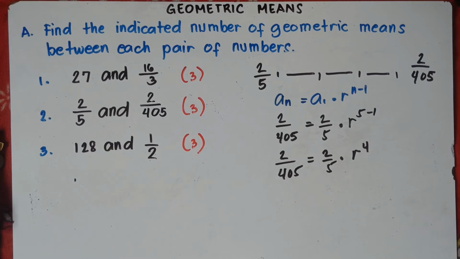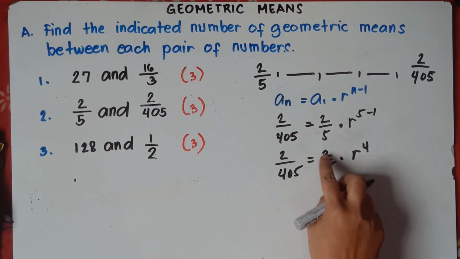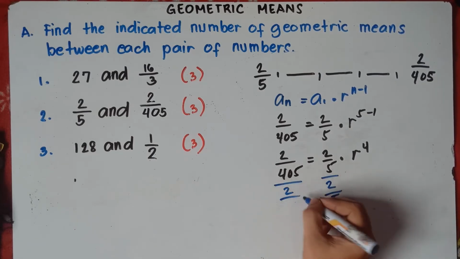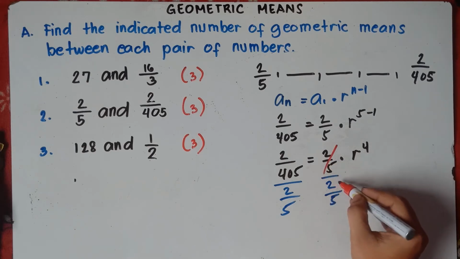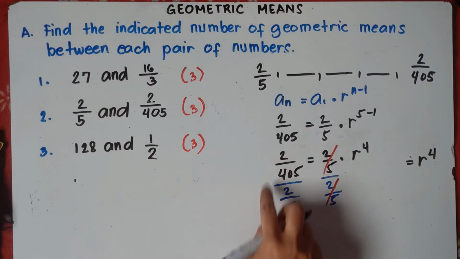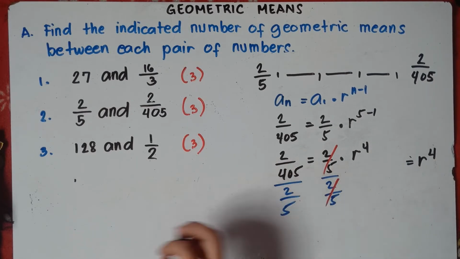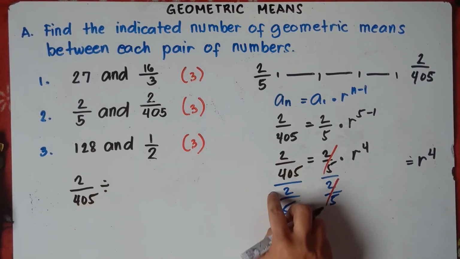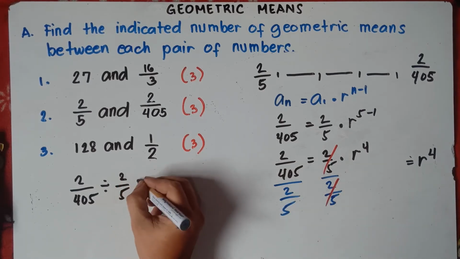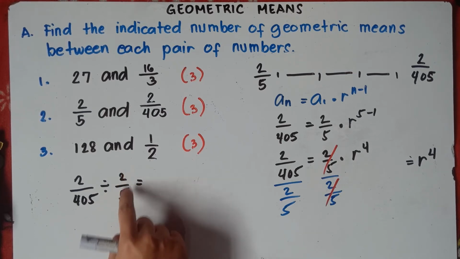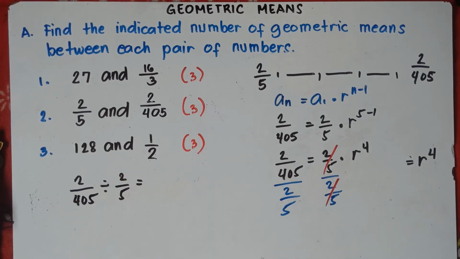Next we divide both sides by 2 over 5 so that we can cancel this out, and the remaining will be r raised to the power of 4. Then we need to simplify this one. So this will be 2 over 405 divided by 2 over 5. Once again, the rules on fractions: if you are dividing fractions, you need to get the reciprocal of the divisor and then proceed to multiplication.